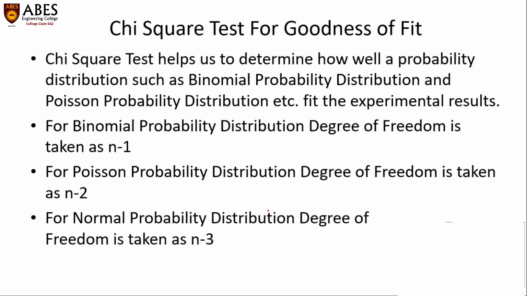We also have to keep in mind that for binomial probability distribution, the degree of freedom is considered to be n minus 1. For Poisson distribution, it is taken as n minus 2. Whereas for normal distribution, the degree of freedom is n minus 3. Rest of the steps are going to remain the same along with the formula.